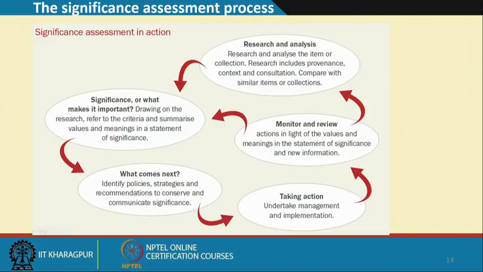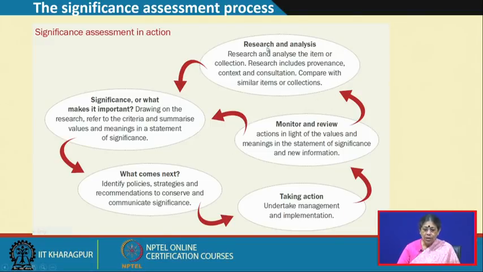Now, if you try to sum up the process, what are the different stages? The first stage, as we can see, is research and analysis. The item or collection, as we have seen, can be a singular object. Research includes provenance, context and consultation, and comparison with similar items or collections. This research and analysis leads to the significance, or what makes it important. Drawing on the research, refer to the criteria and summarize the values and meanings in a statement of significance.